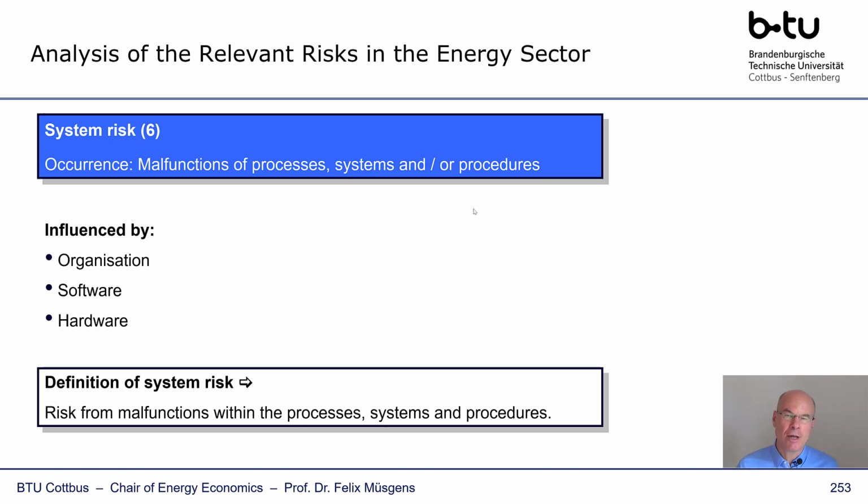So it's influenced by organization. You can, of course, minimize such system risk by software: how you check your code, and whether you use self-made software. On the one hand, you have full control. On the other hand, it may not be as well tested as professional software you buy, which is in place at hundreds of other companies as well. And then hardware, as I just mentioned, depends on whether you have a battery-powered laptop as backup and so on. Definition of system risk: risk from malfunctions within the processes, systems, and procedures.